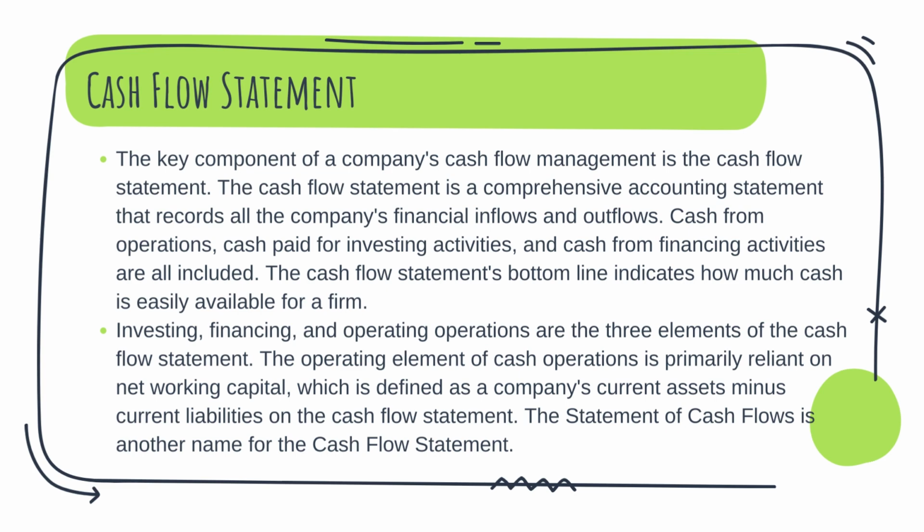Investing, financing, and operating operations are the three elements of the cash flow statement. The operating element of cash operations is primarily reliant on net working capital, which is defined as a company's current assets minus current liabilities on the cash flow statement. The statement of cash flows is another name for the cash flow statement.